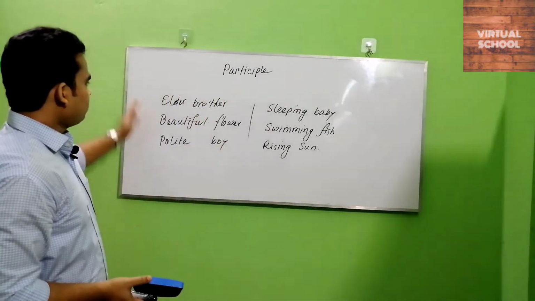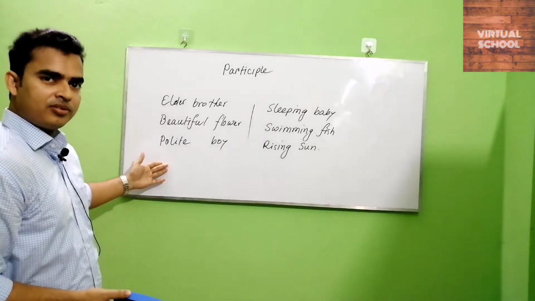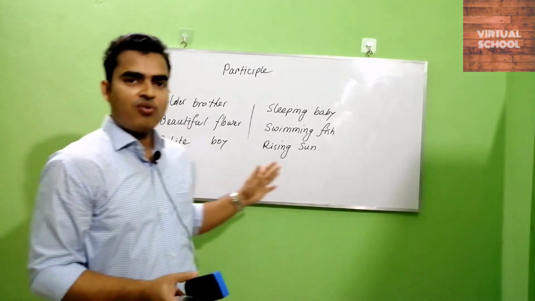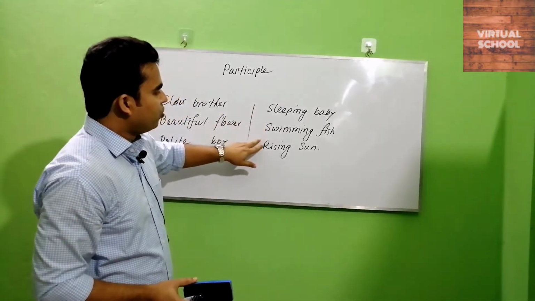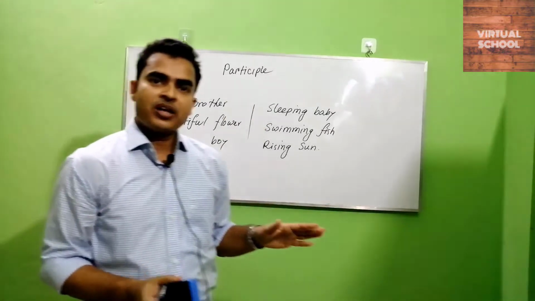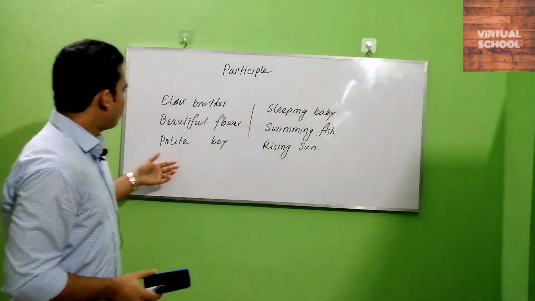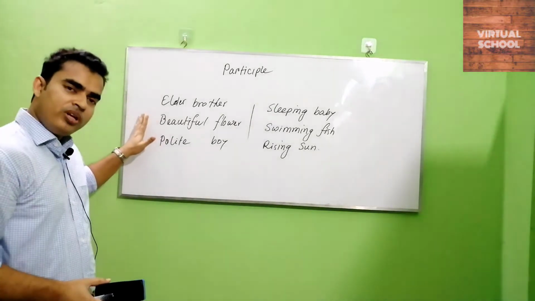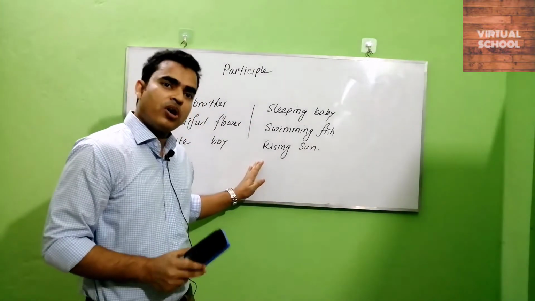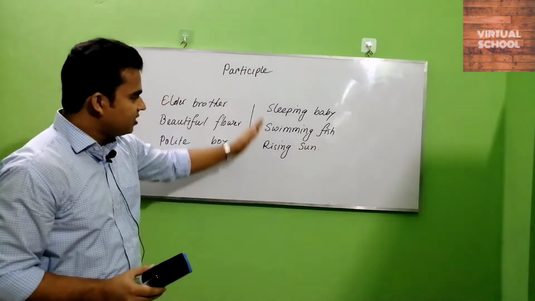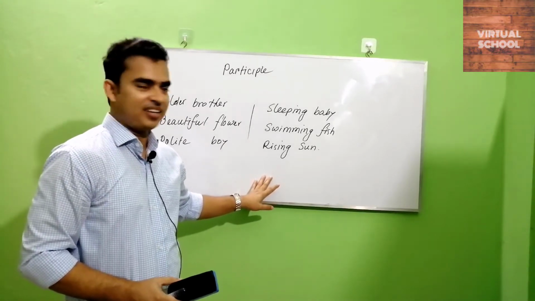Here, elder, beautiful, polite, they don't represent an action, but sleeping, swimming, rising, they represent an action is going on. This is the difference between these two things. Here, they are only adjectives, but they are adjectives with the force of a verb. So, these are called present participle. Okay.